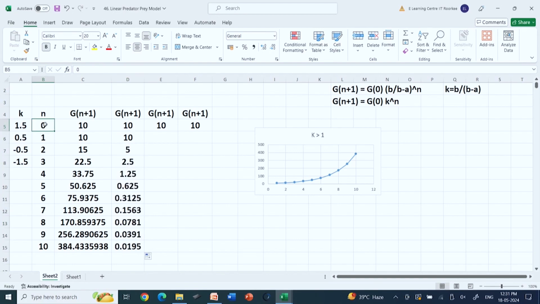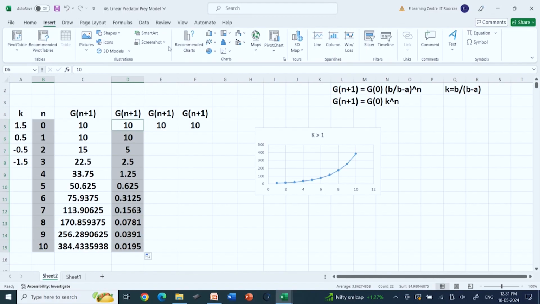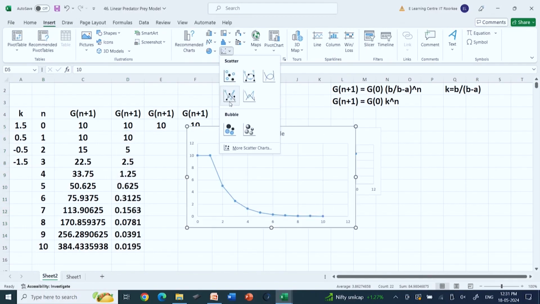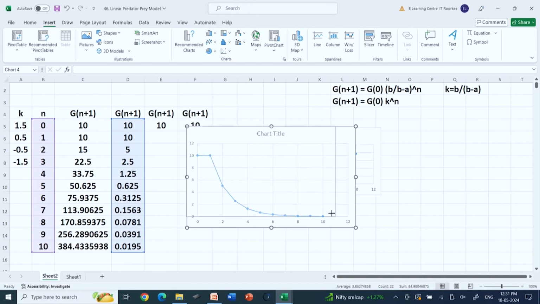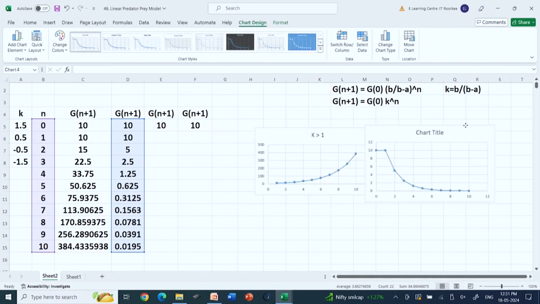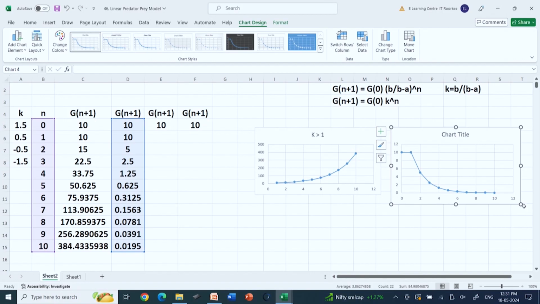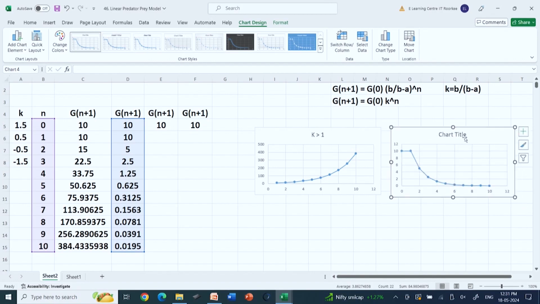So now if I want to plot them, first I highlight this, then I press Ctrl and click this, then I press Shift and click the down cursor. So these two columns are highlighted. Go to Insert, go to the chart and draw this. So this is the case where 0 less than k less than 1.